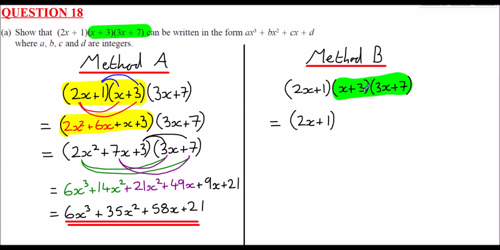So here x times 3x and x times 7. So x multiplied by 3x gives 3x squared. X times 7 gives 7x. 3 multiplied by 3x we do next. So 3 times 3x is going to give us 9x. And finally, 3 multiplied by the 7, of course, gives us 21.